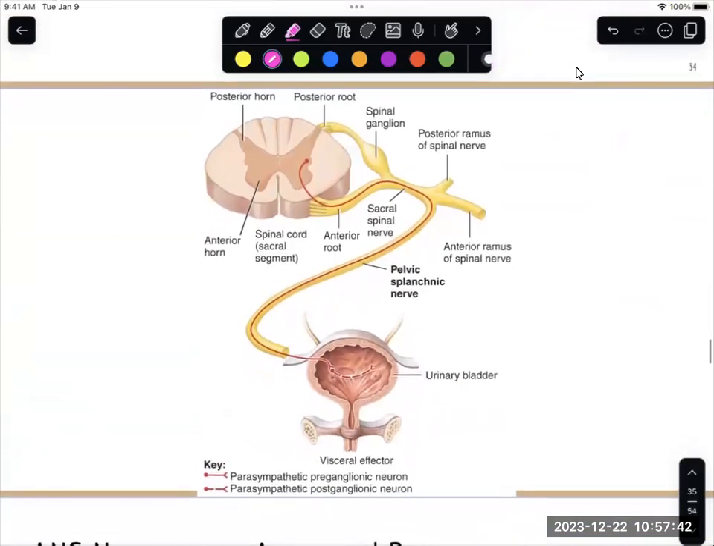So here's an example with the bladder. We have this parasympathetic nerve that's coming out. It is on this pelvic splanchnic nerve. It is going to synapse at the ganglia that is in the wall of the bladder. And then it's going to go to all the tissue of the bladder to send out that information.